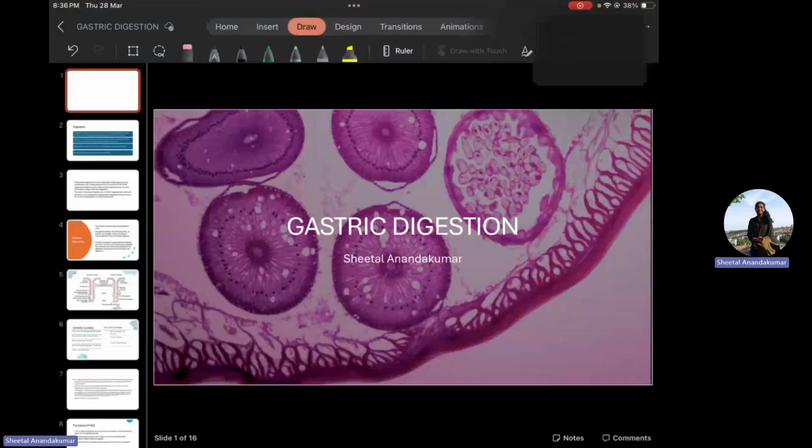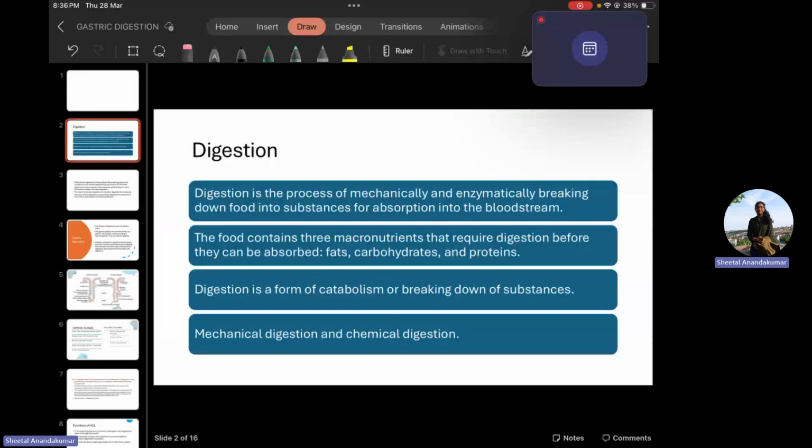Today we're going to talk about gastric digestion. So first, let's talk about what digestion is. Digestion is the process of breaking down food into simple substances that can be easily absorbed into the bloodstream. This is generally done in two ways: mechanical digestion and chemical digestion.